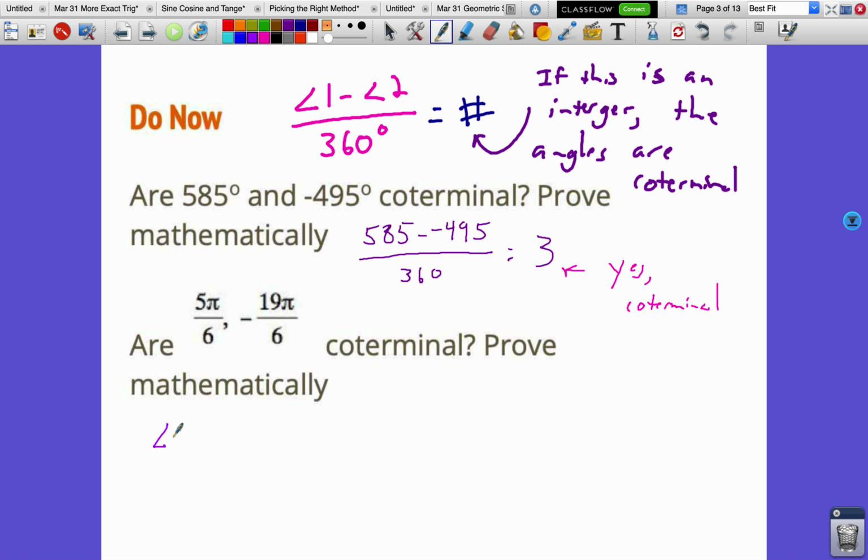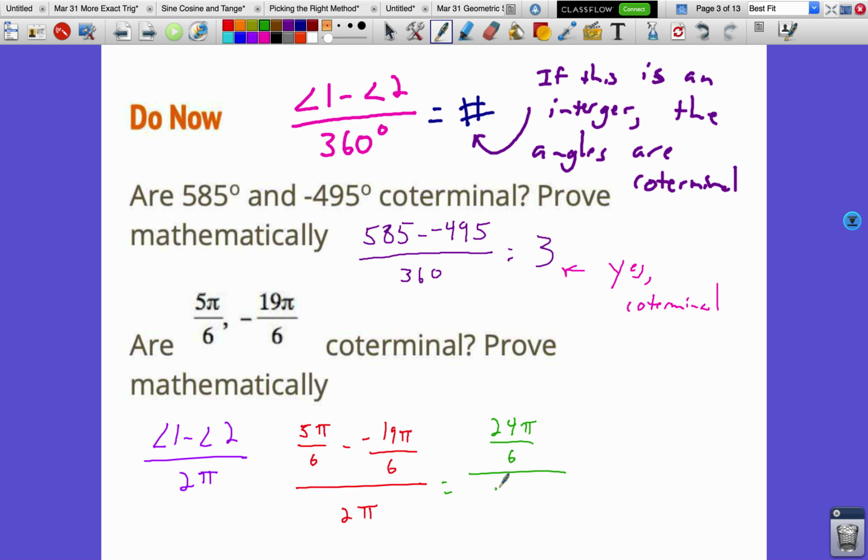So I'm going to do a very similar formula, angle 1 minus angle 2, but this time divide by 2 pi. If they're separated by 2 pi, if we get an integer, then they must be coterminal. So let's see, I've got 5 pi over 6 minus a negative 19 pi over 6 all over 2 pi. And these have a common denominator so they can be combined. The minus and negative becomes a plus, so this becomes a 24 pi over 6, all divided by 2 pi.